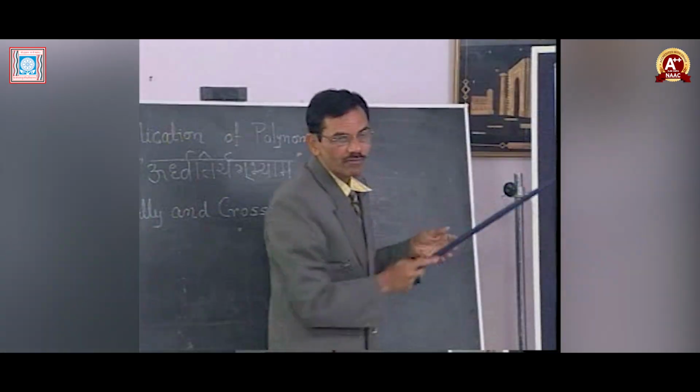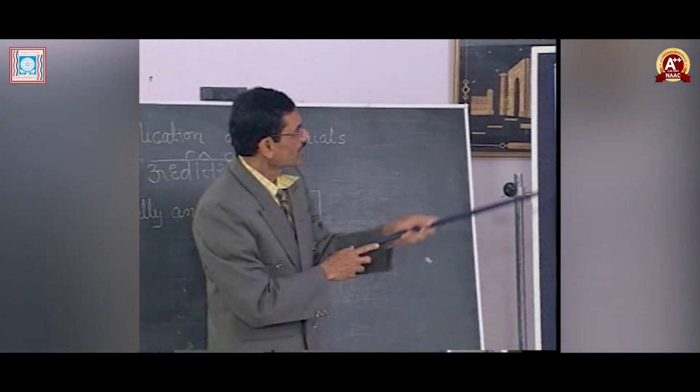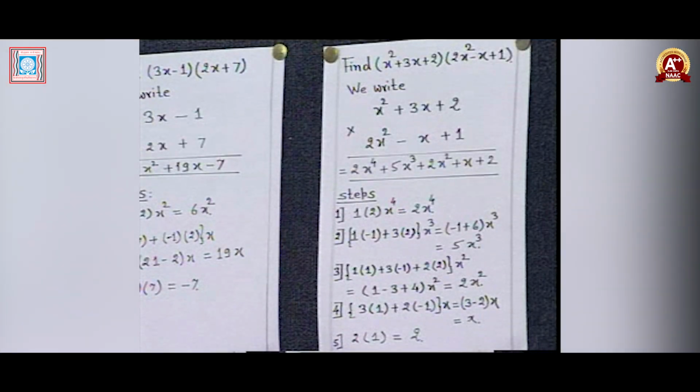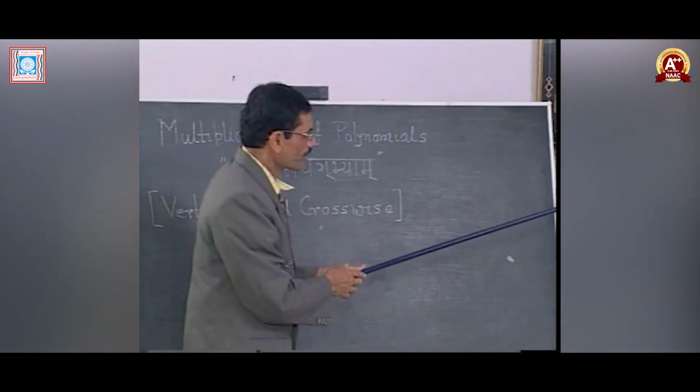And what will be the last one? So x square into 2x square, that is 2 into x to the power 4. So it is better to try one way. We come to the next.